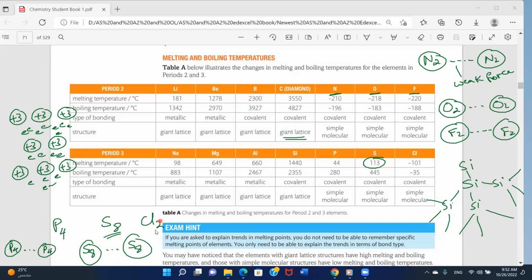And of course, since chlorine contains only 2 atoms of chlorine, the number of electrons here is smaller than the number of electrons in case of phosphorus or in case of sulfur. And the attraction force between 2 chlorine molecules will be the weakest, and it will require the least amount of energy to be broken. Of course, we are going to study about these weak forces of attraction in Unit 2, inshallah.